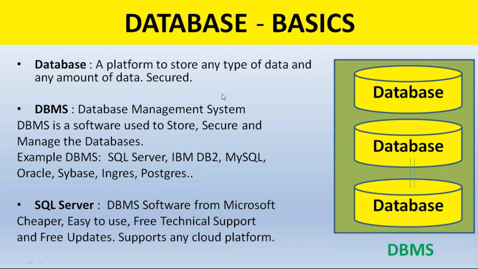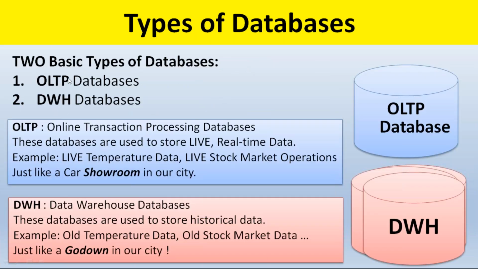From here, two basic types of databases we should be aware of. OLTP, data warehouse. There are multiple other types of databases. At start level, these two are the basic types. OLTP, online transaction processing databases, to store live real-time data like live cricket match, live online banking, live stock market, anything live. Data warehouse databases, to store historical data, old temperature data, stock market, anything old, anything historical.